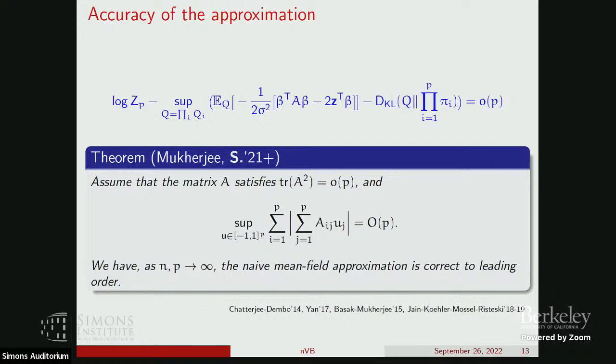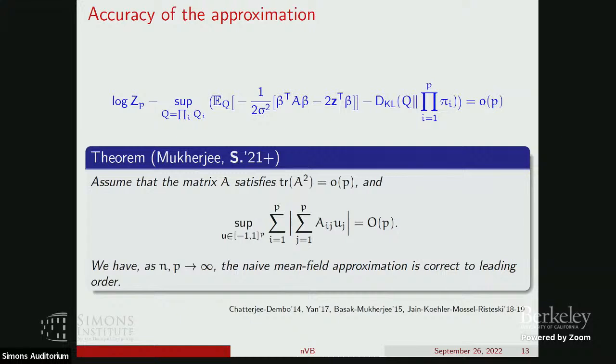The non-trivial assumption here is essentially this condition that trace of A squared is little o of P. Right? So essentially, as soon as you have this condition on the design, it tells you that the naive mean field approximation is accurate to leading order. Okay, so what does this assumption mean?